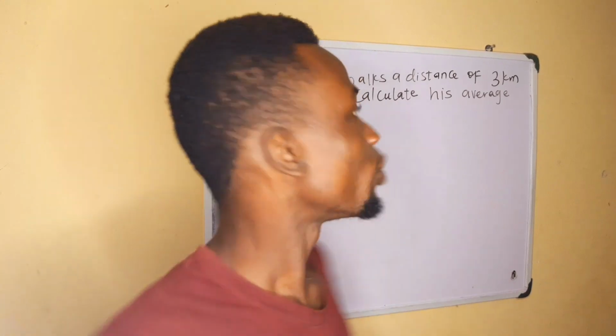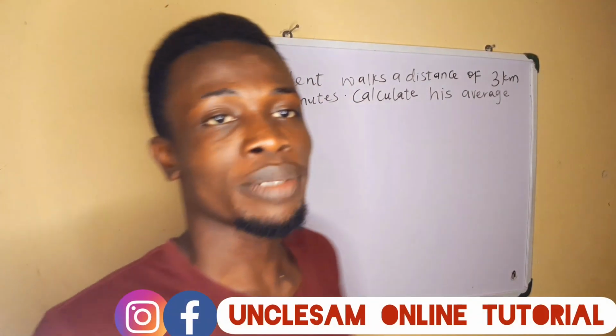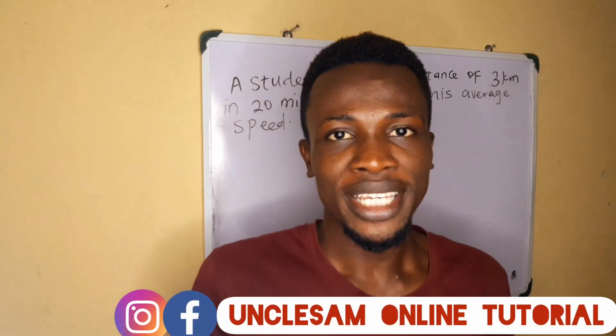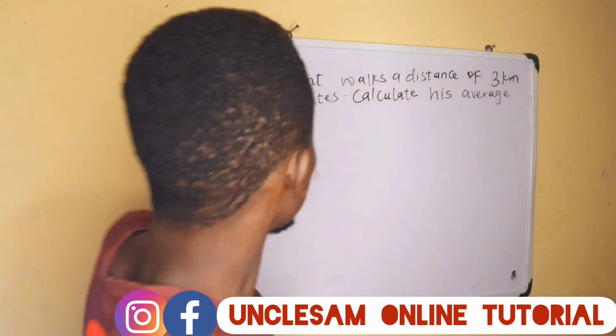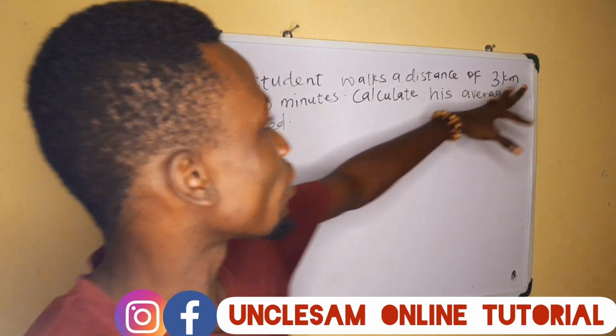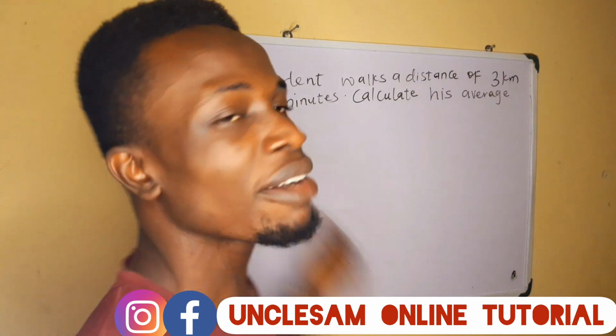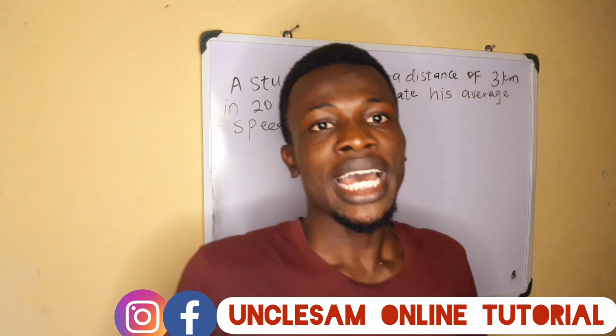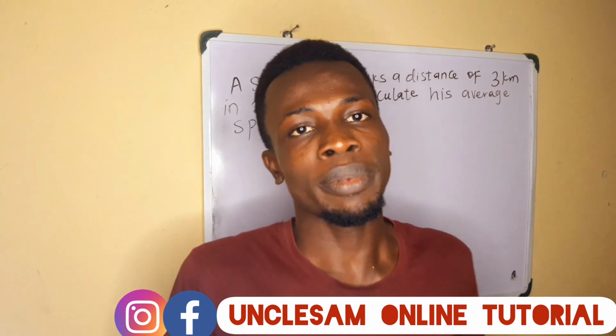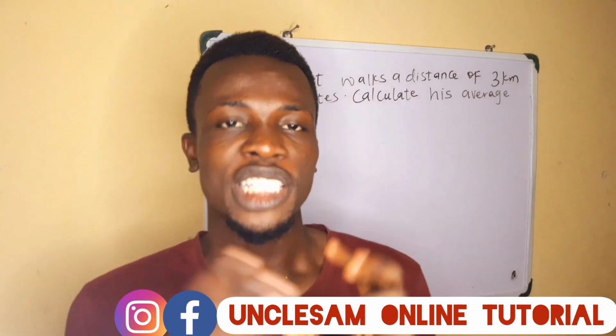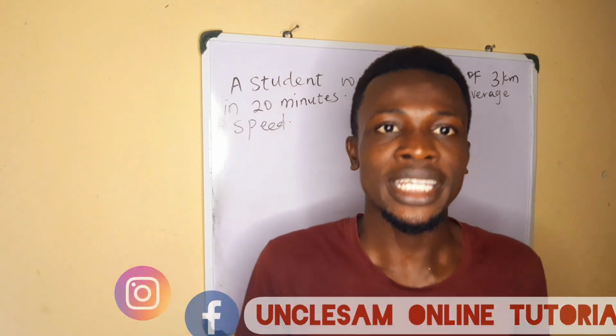In this tutorial, we'll be considering this question on the board. It is about speed. So let us dive in. A student walks a distance of 3 kilometers in 20 minutes. Calculate his average speed. I know most of you have known a thing or two about speed, but I'm going to be expanding on that knowledge here and now.